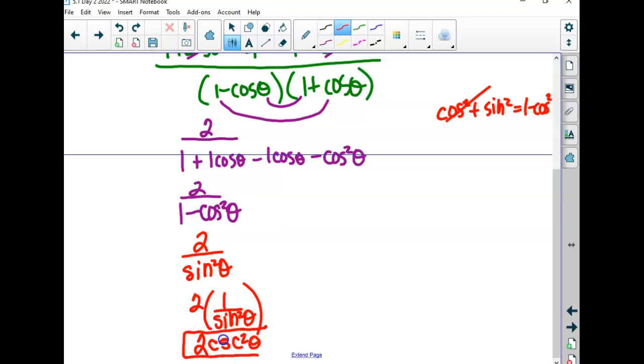Again, I think if I was going to ask that question, I would ask it as a proof where I told you I wanted you to make it look like 2 cosecant theta, and you had to figure out the steps in between, and we'll do those Monday. Okay. I don't like when I don't know where I'm supposed to get to. All right.